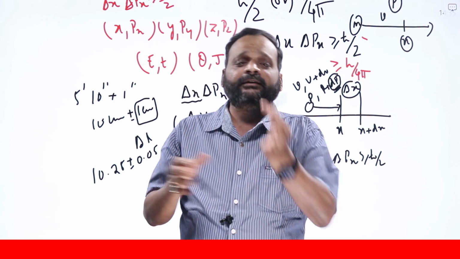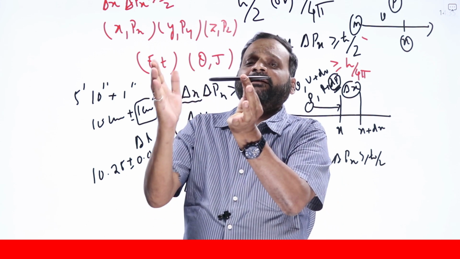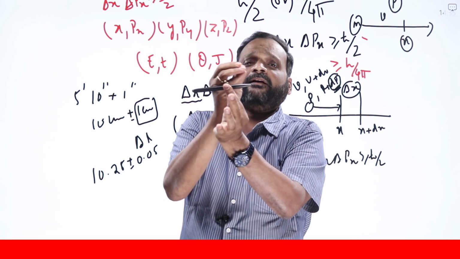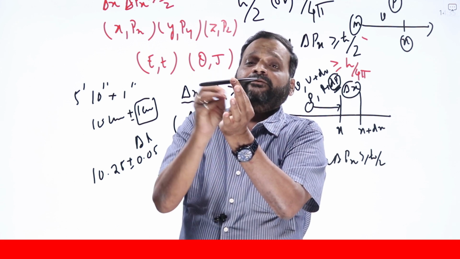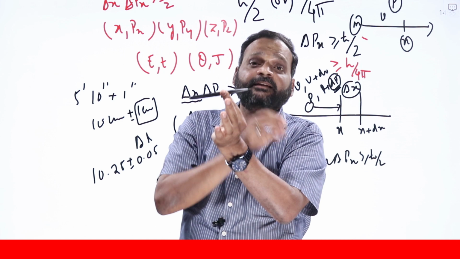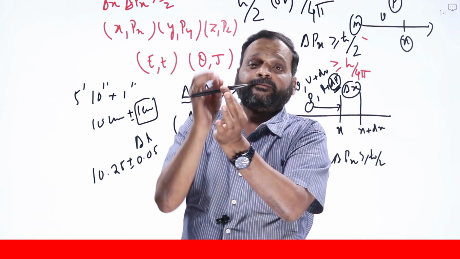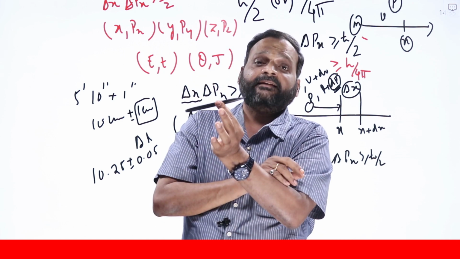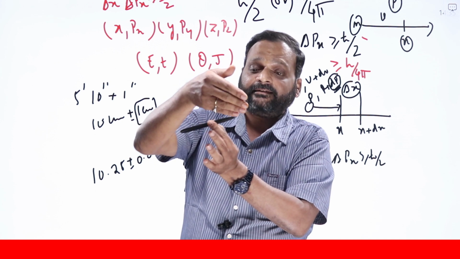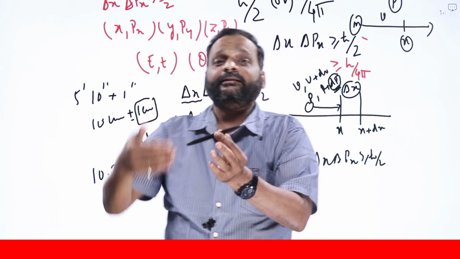By just looking at it with our naked eye, my error will be about plus or minus 1 centimeter. If I use a scale, it is plus or minus 1 millimeter. If I use a vernier caliper, plus or minus 0.1 millimeters. Like that, the accuracy increases. As the accuracy increases, uncertainty keeps on decreasing.